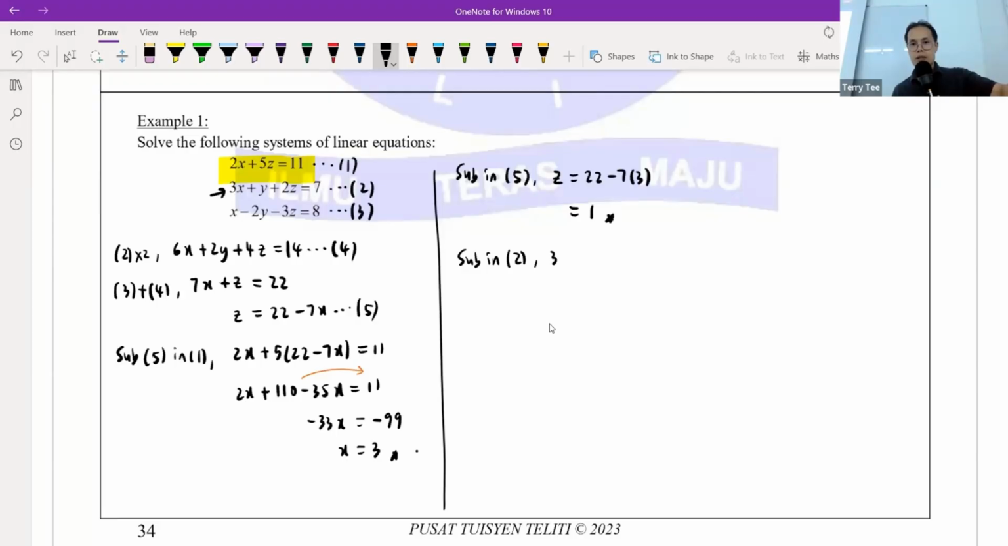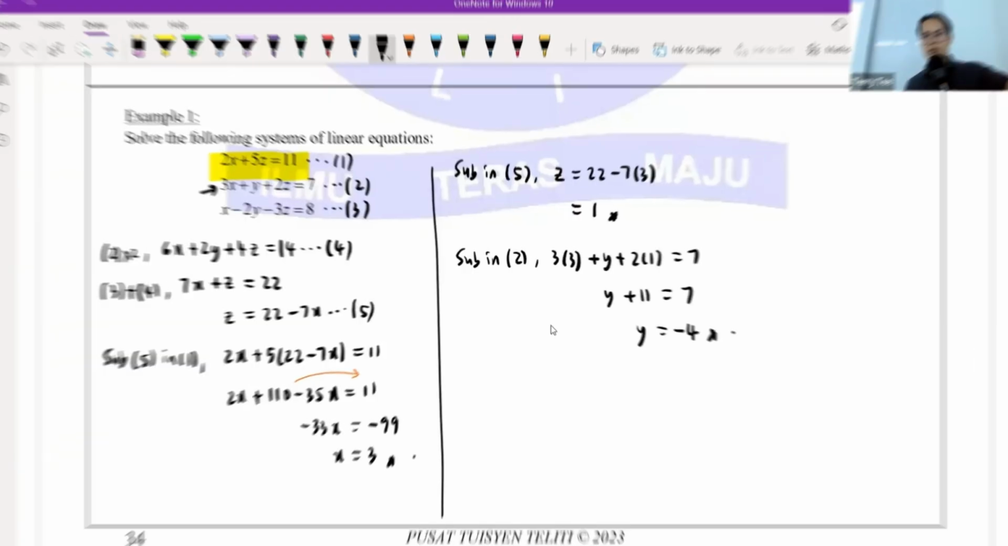I've got my x already. x is 3. I add y. I've got my z already. My z is 1. This is 7. So this is 9 plus 2, 11. My y is 7 minus 11, negative 4.